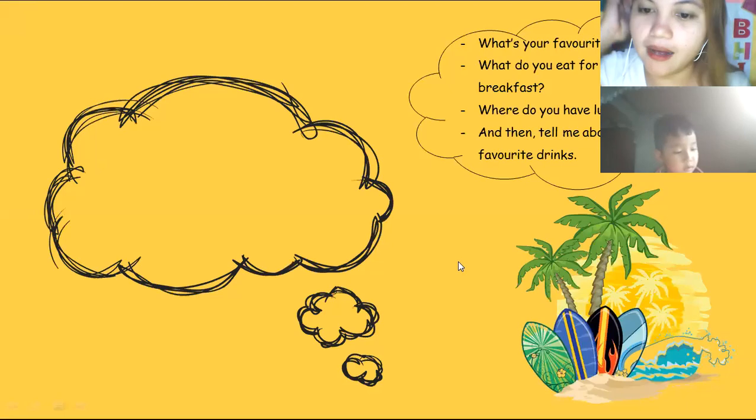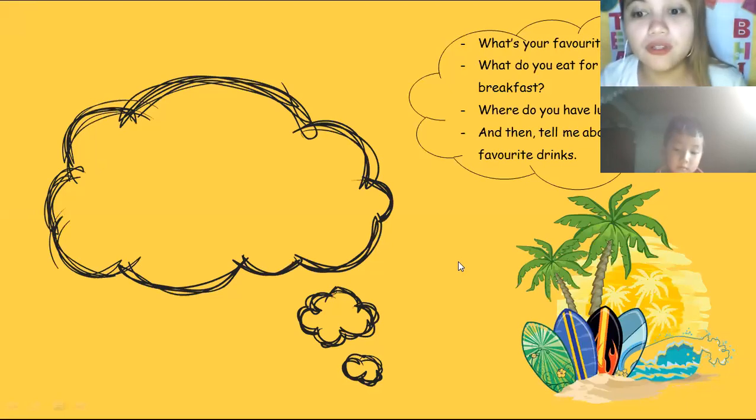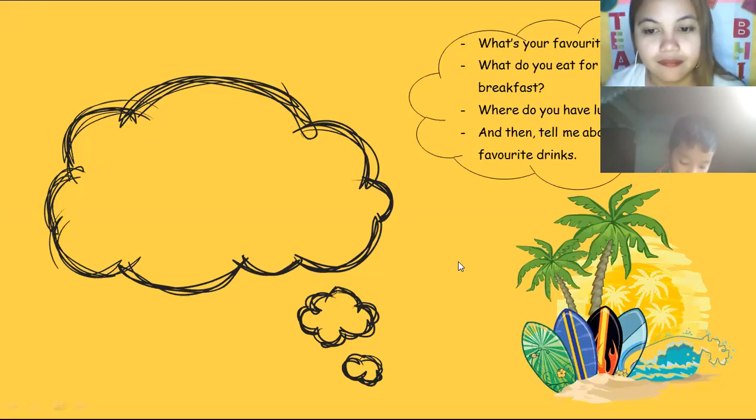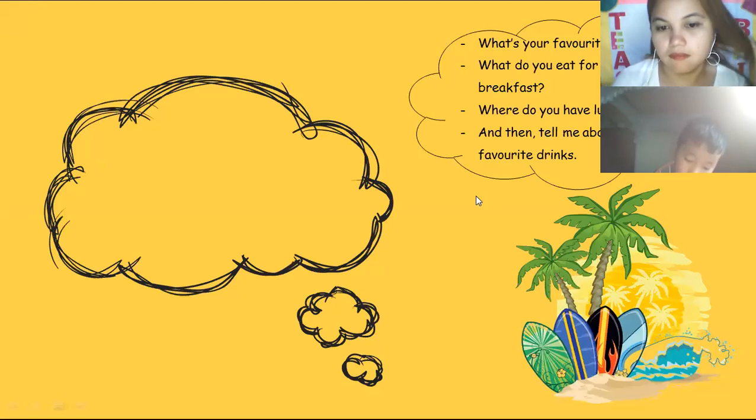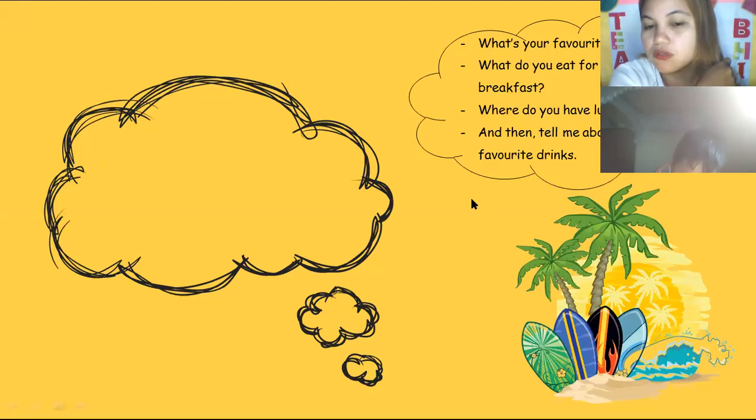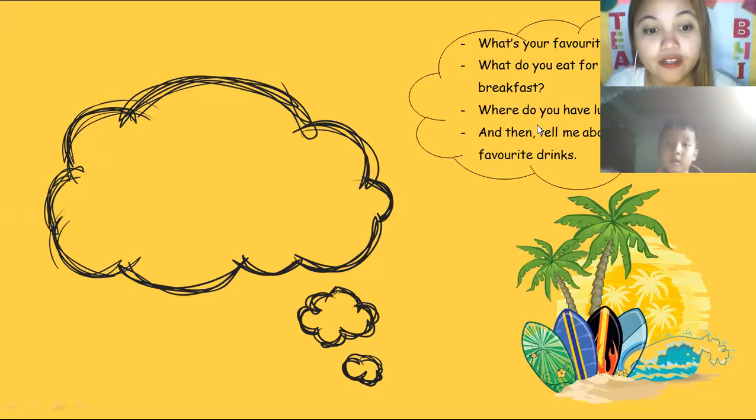Okay, monkey. Now, number two. What do you eat for breakfast? Eggs and juice. But do you eat rice on breakfast? Yes. Okay, now monkey, where do you have lunch? Wait for me. All right.